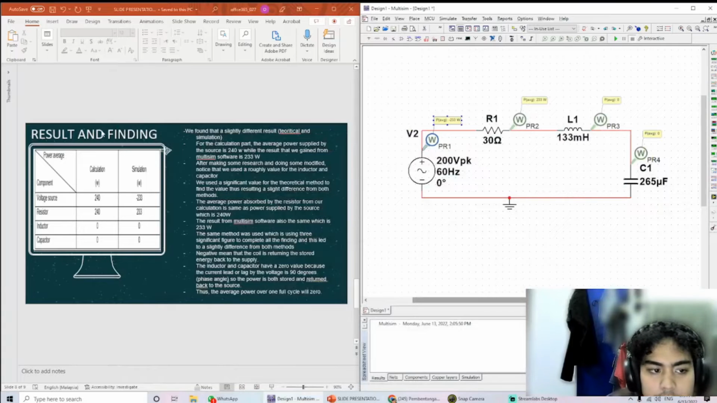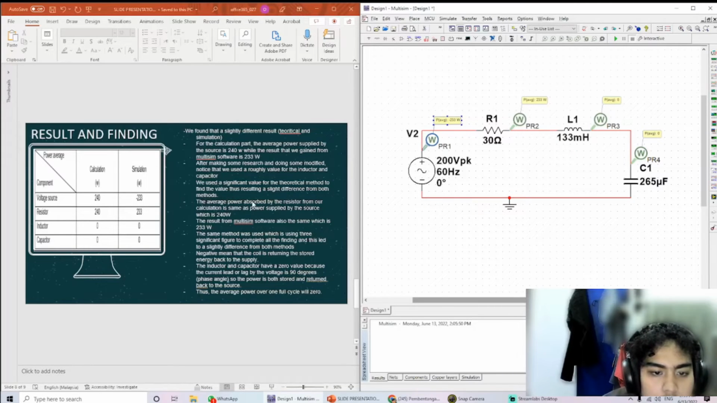I'm Muhammad Amrul Amin. Today I will present my part, which is result and finding. For this result finding, we found a slightly different result between theoretical and simulation. For the calculation part, the average power supplied by the source is 240, while the result we gained from the Multisim is 233. After making some research and doing some modification, we noticed that we used a rough value for the inductor and capacitor. Next, we used a significant value for the theoretical method to find the value, resulting in a slight difference between both methods.